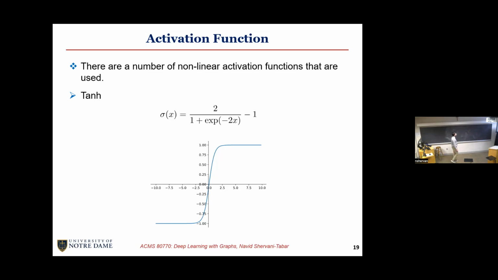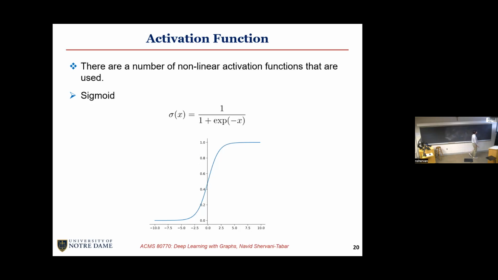In the beginning, people were using the hyperbolic tangent function a lot, which gets some input X and returns some value between -1 and 1. It will scale your value in that range. There is a similar function, sigmoid, which gets data and returns some value between 0 and 1. The other one was between -1 and 1.